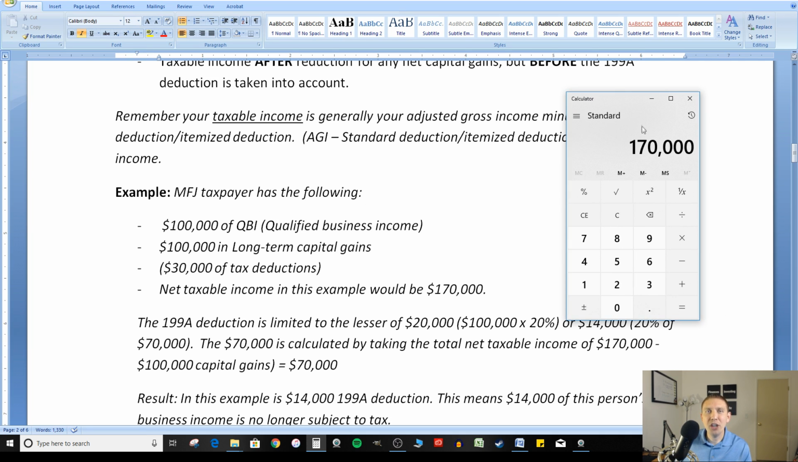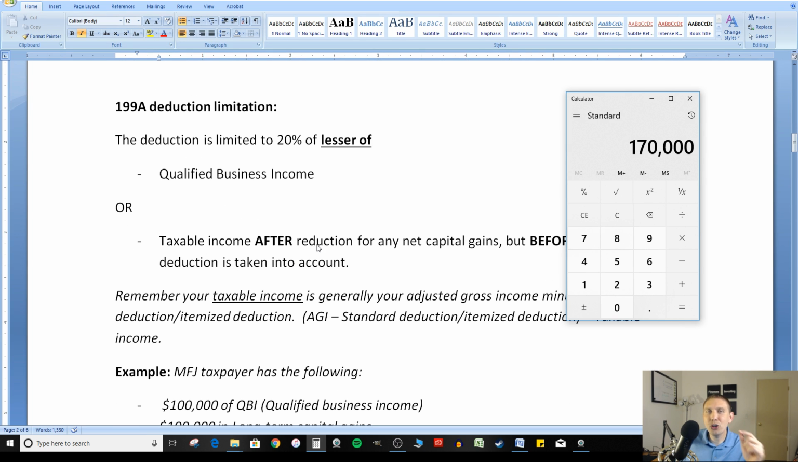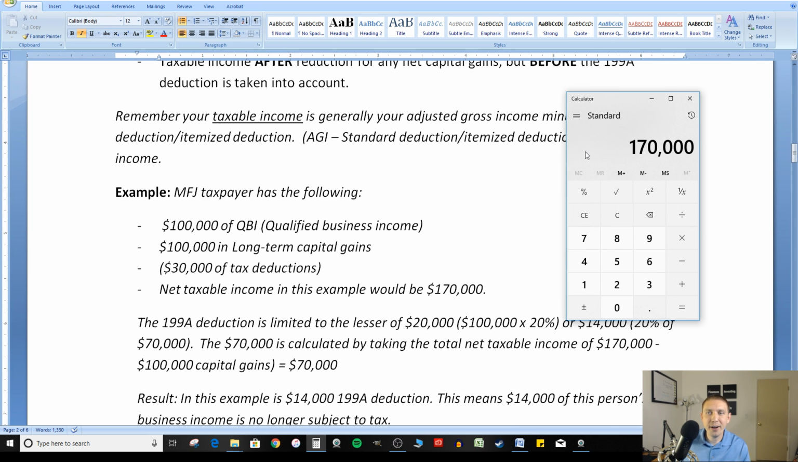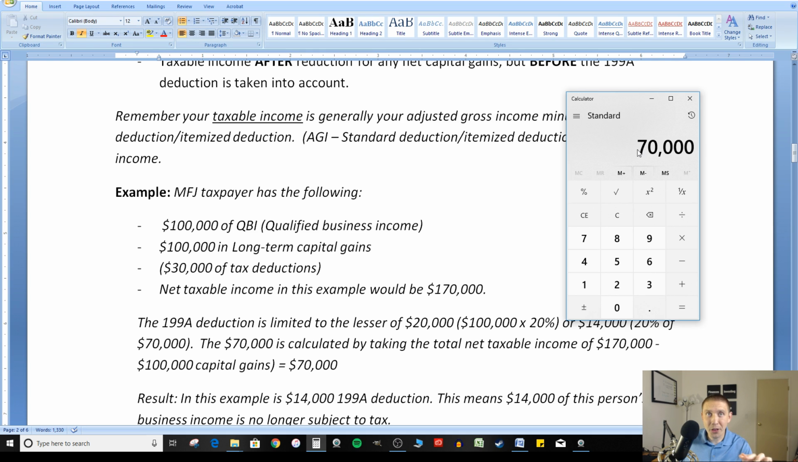But now we have to look at it from the other angle. So we know our net taxable income is $170,000 because we just added all this up and then took out the itemized deductions. But now we have to back out long-term capital gain. Remember, it's taxable income after reduction for any net capital gains. So we take $170,000 as we have here, and we subtract out the long-term capital gains of $100,000. So now, this is our net taxable income after capital gains have been taken into account. So now, which number is smaller? The $100,000 of QBI or this $70,000? Well, if you passed math class, which I hope you did, you know that $70,000 is the right number. So the $70,000 is smaller.